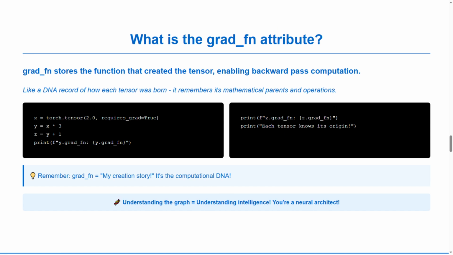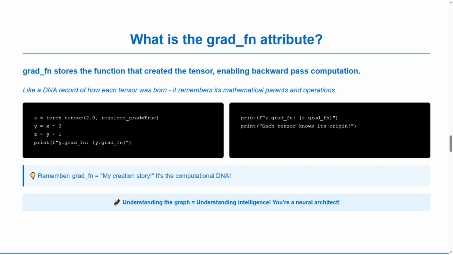Our ninth question is, what is the grad_fn attribute? grad_fn stores the function that created the tensor, enabling backward pass computation. Like a DNA record of how each tensor was born, it remembers its mathematical parents and operations. Remember, grad_fn equals my creation story.